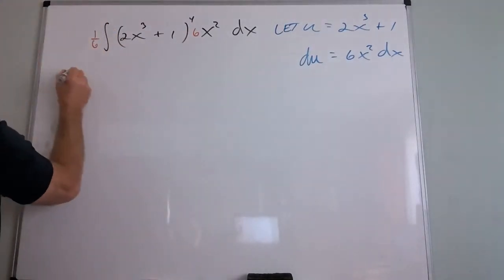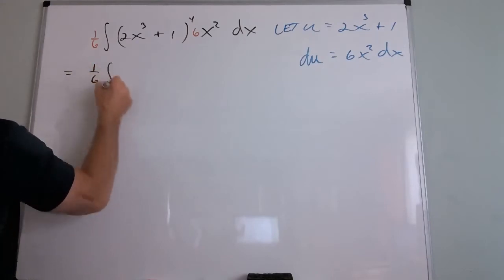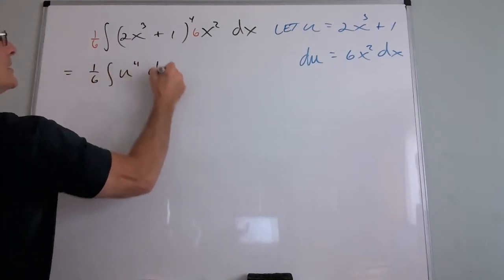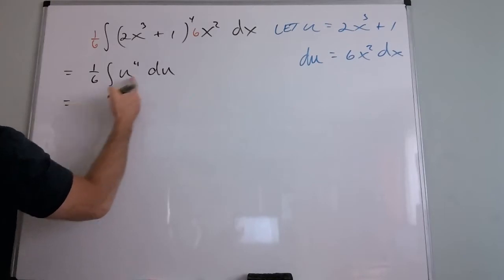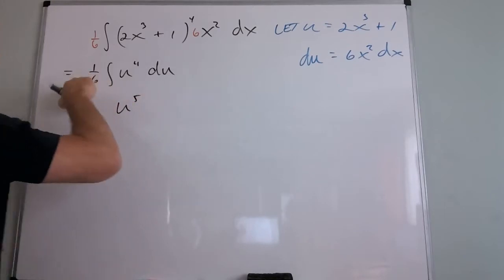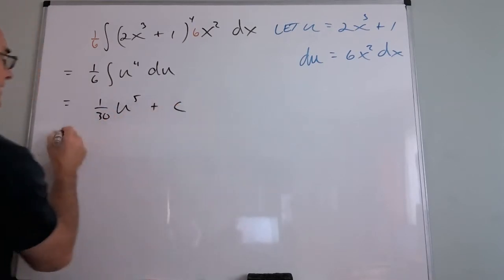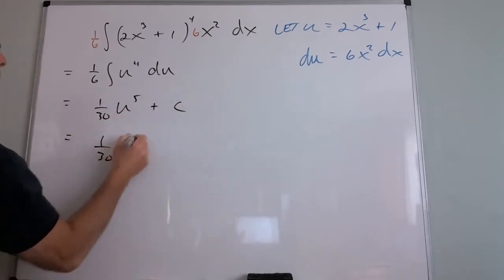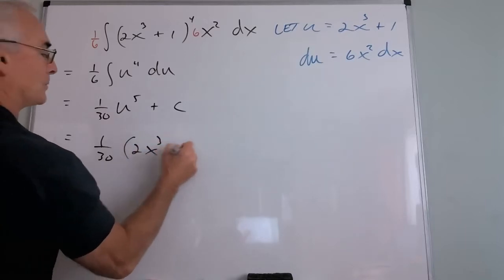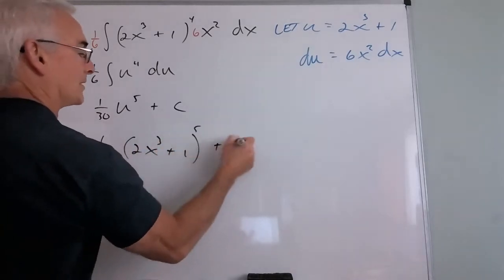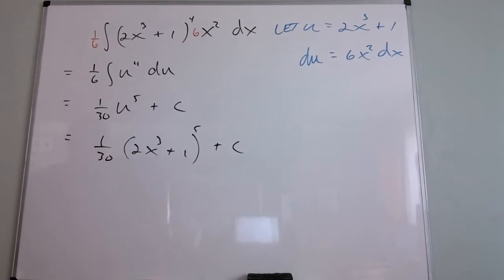When I make that substitution, this becomes 1/6 u to the 4th du, which we know is going to now be u to the 5th times a 5th. So that'd be 1/30th u to the 5th plus c, and finally 1/30th (2x cubed plus 1) to the 5th plus c. Beautiful. That was a piece of cake.